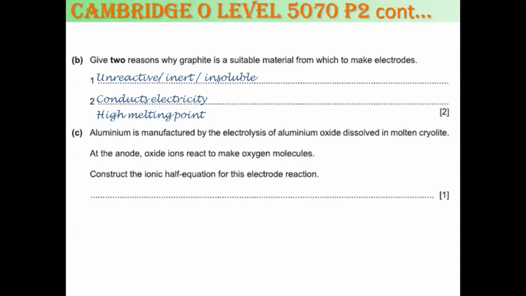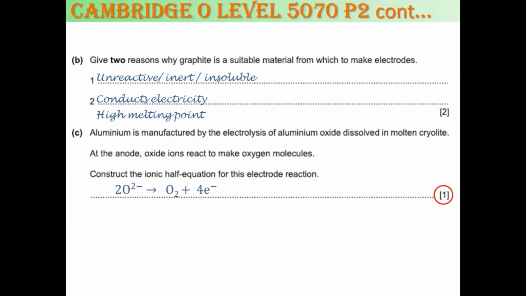We got to see more or less the same thing. What are we required to do? Required to construct half ionic equations for the electrode reaction that they have described. The electrode reaction is happening at the anode, and they tell you oxide ions react to make oxygen molecules. So because they have described everything there, they are giving you only 1 mark.